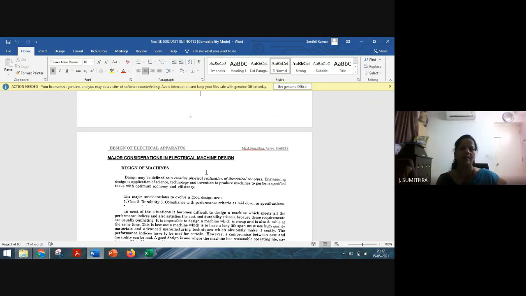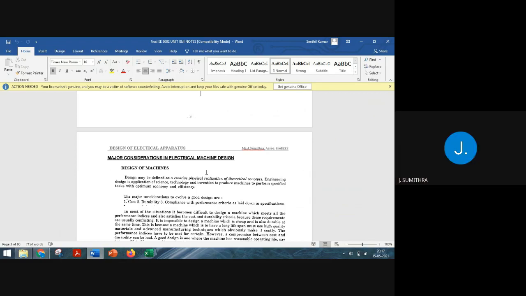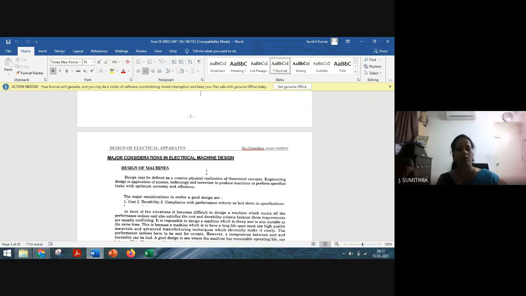Now, making a machine to perform a task alone is not a good design. A good design must satisfy the customer's requirement, and it should be economical from the customer's point of view also. So the final definition for an engineering design is: an application of science, technology, and invention to produce a machine to perform a specific task, and that too with optimum efficiency and economy.